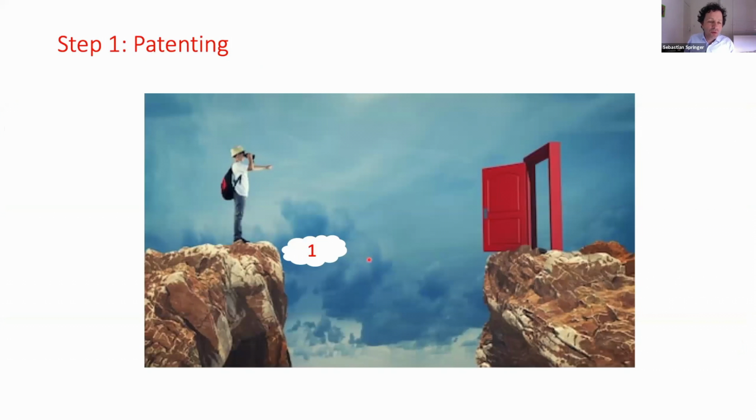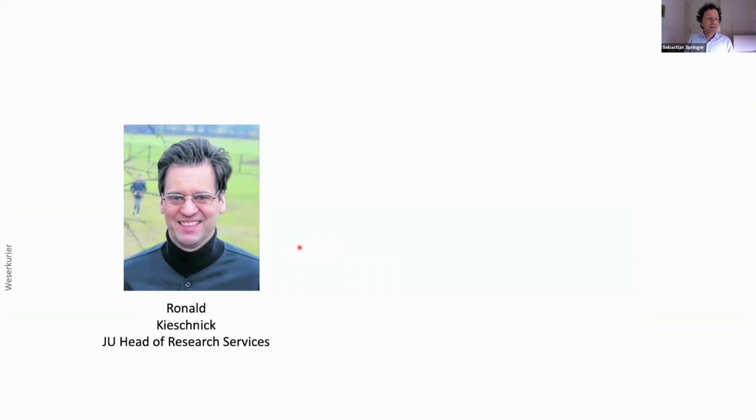So in the crossing of the validation gap, the first step was clearly patenting. The first step is this little cloud here, and this represents this patenting. Oh yeah, I must mention that the person who has guided us through the entire process and who has represented the good spirit of transfer at Jacobs University clearly was Ronald Kieschnick, the head of research services. And I really have to say thank you very much to him for guiding through this entire process and for making the right decisions. That made me very happy.